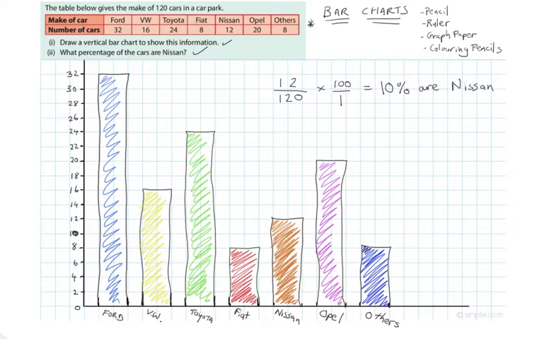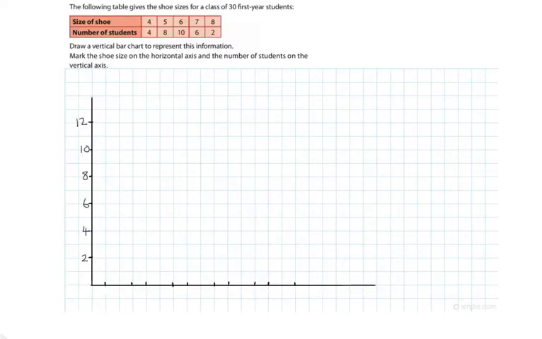Okay, so I'll just get rid of this and we'll have a look at the next one. So you can see here, they have given us the following information. They've looked at shoe sizes for a class of 30 first-year students. And they've looked at who has size 4, who has size 5, size 6, size 7, size 8. And then they have the number of students who have the different sizes. So there are 4 students who have size 4 shoe. There are 10 students who have size 6.